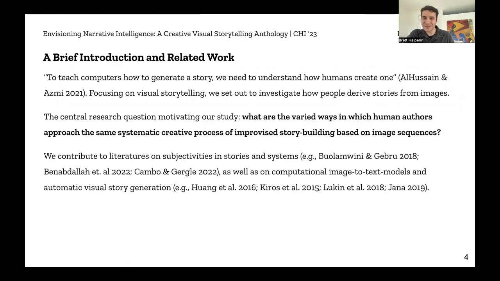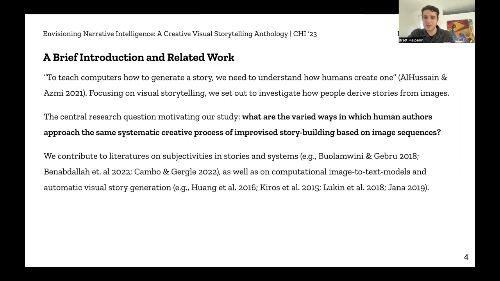So where are we going with this study? Well, this study builds on the premise established in prior work that to teach computers how to generate a story, we need to understand how humans create one first. So essentially, we set up a data collection paradigm for generating stories about images. And we asked this question: what are the varied ways in which human authors approach the same systematic creative process of improvised story building based on image sequences?